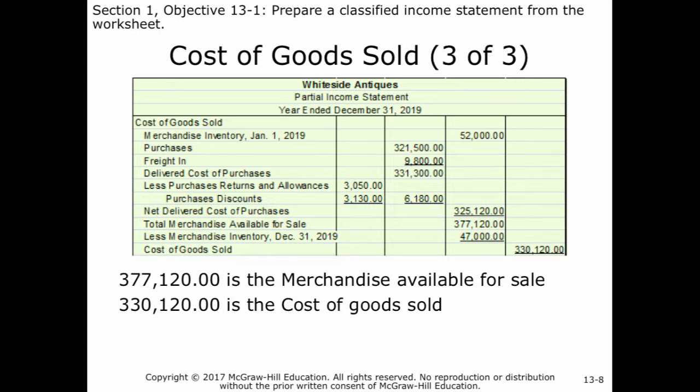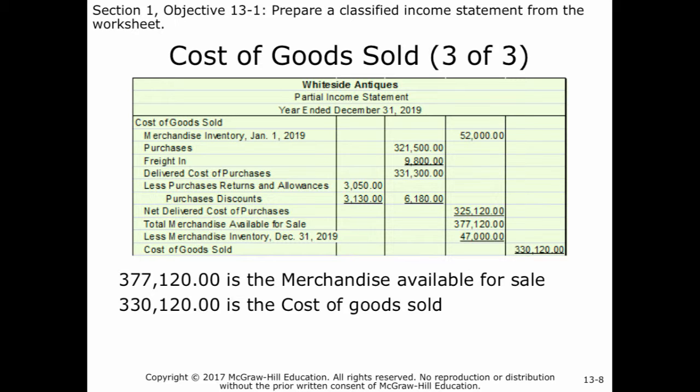So what we need to do is we then need to determine the net delivered cost of purchases, which is determined by adding any purchases. In this case is $321,500, and then also add in a separate category for the freight costs, which in this case are $9,800. So this will determine the delivered cost of purchases, which is adding those two values to obtain $331,300.